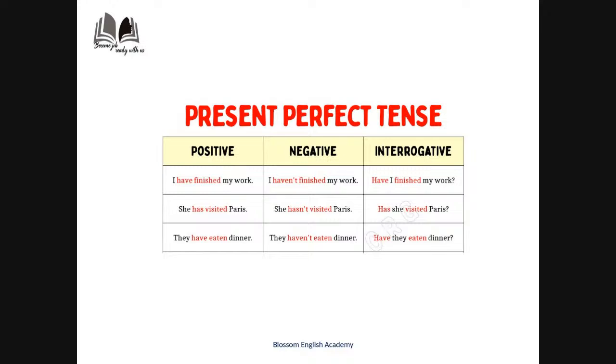Okay, like you would have learned about V1, V2, V3, like come, came, come, eat, ate, eaten. So eaten would be used here. That is your V3 form. Okay. So again, I'll repeat: subject plus have or has, and you will have your verb in its third form plus the rest of the sentence or rest of your object. Okay. So I have finished my work.